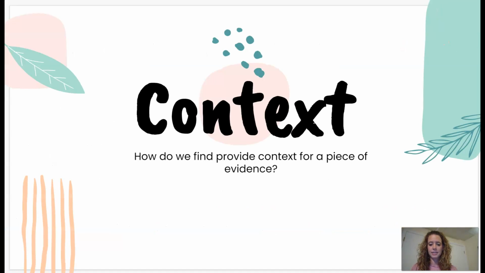Okay, so we've got context now. We've got a restate, we've answered the question, we have found a piece of evidence with the in-text citation properly formatted, and now we have to bridge the gap between the answer and the citation. So how do we provide context or background knowledge for a piece of evidence? That's going to be our next task.